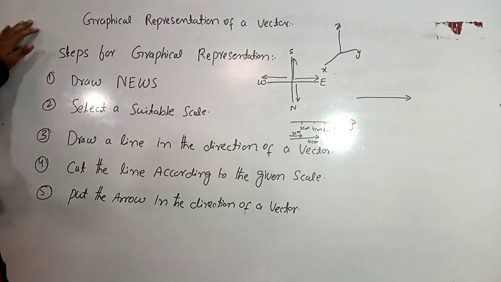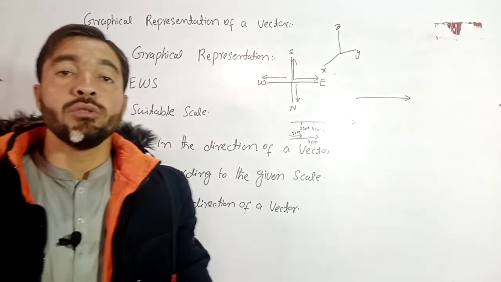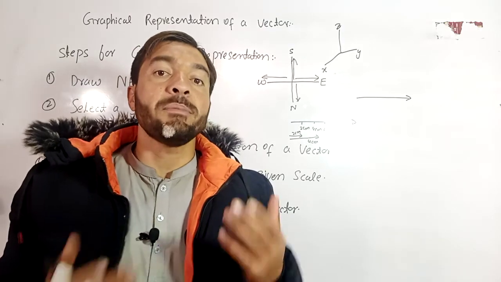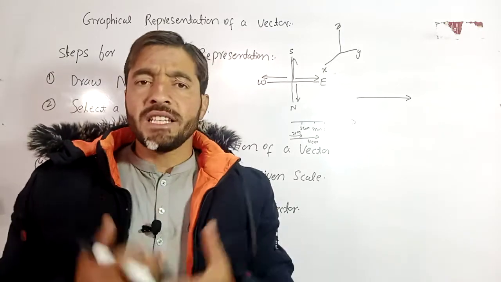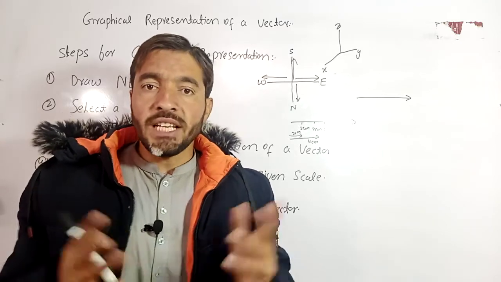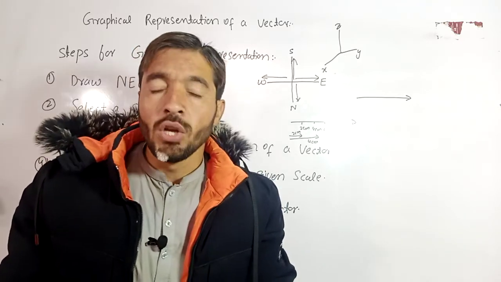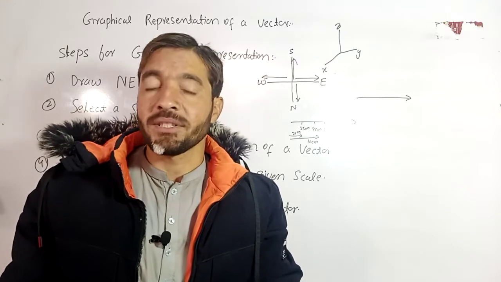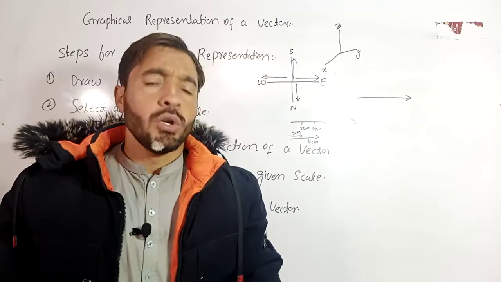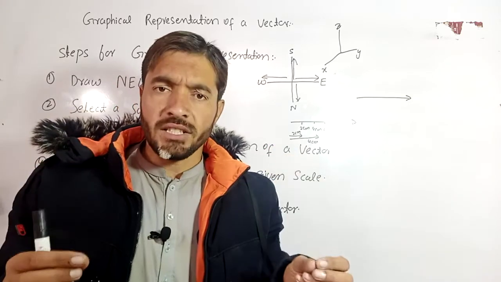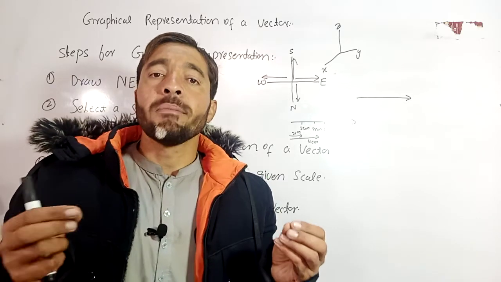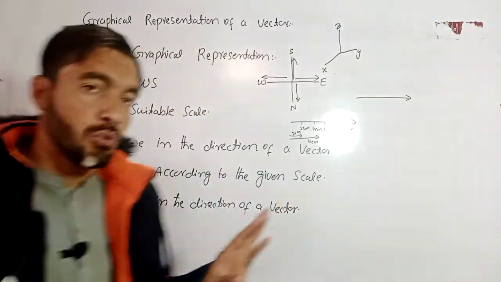For example, a man covers a distance of 50 km toward east. So how will we represent 50 km on this board? For this we will select a suitable scale. For example, 10 km is equal to 1 centimeter, so the whole distance we cover is 5 centimeters. We can also say 5 km is equal to 1 millimeter. This depends on your choice. If you represent 10 km by 1 centimeter, or 5 km by 1 millimeter, this is your choice.